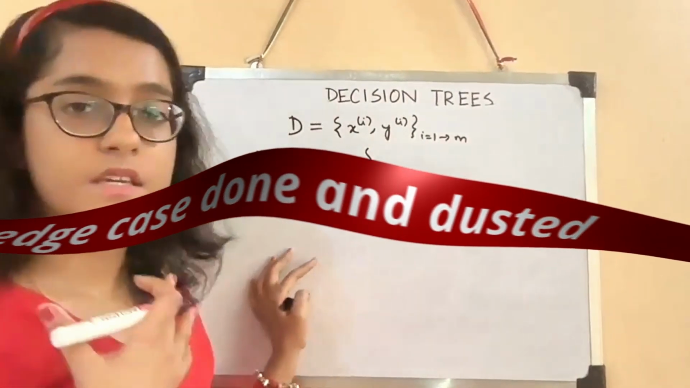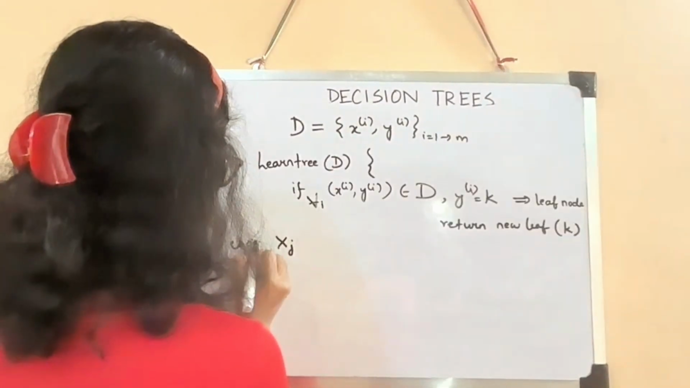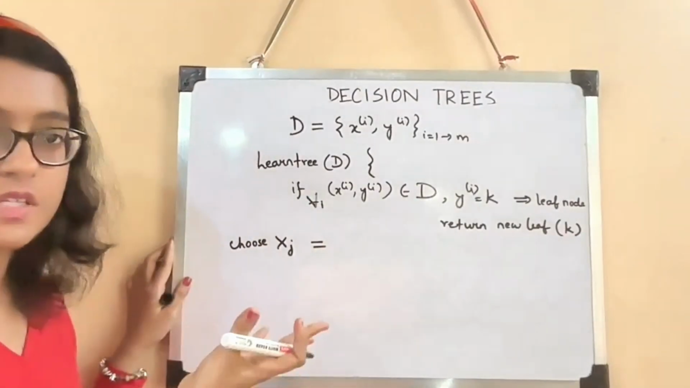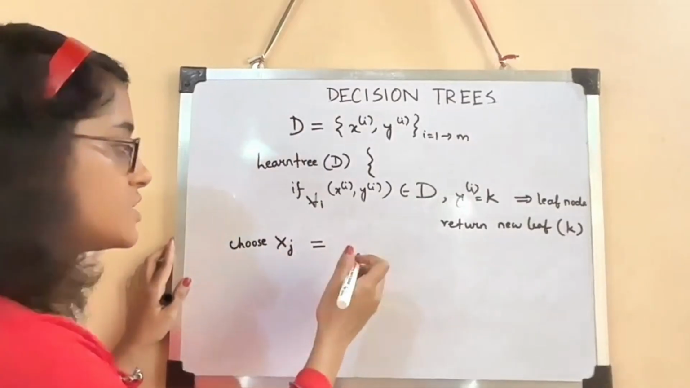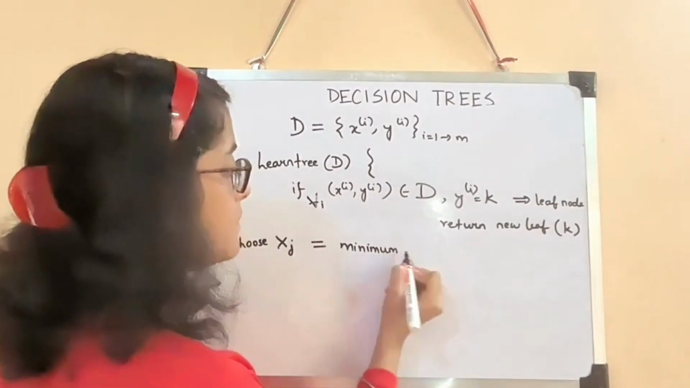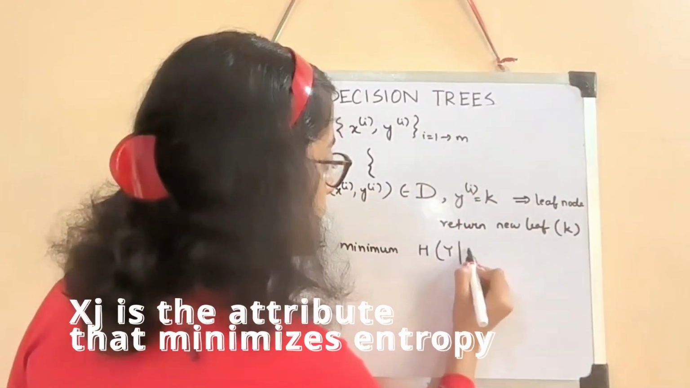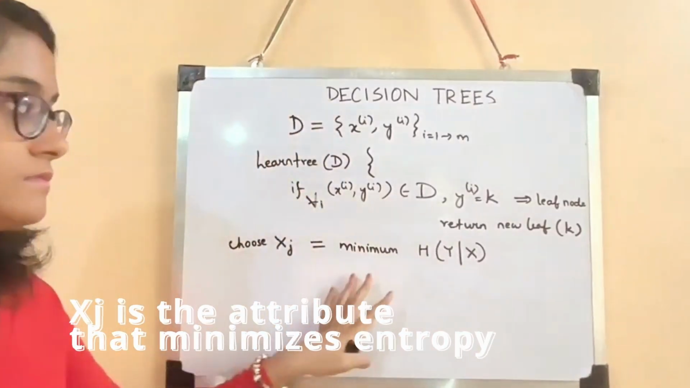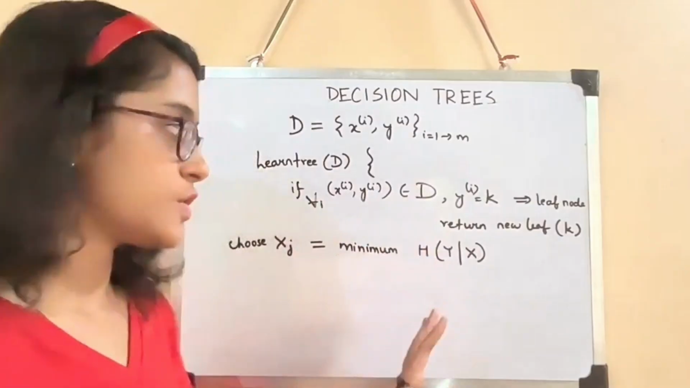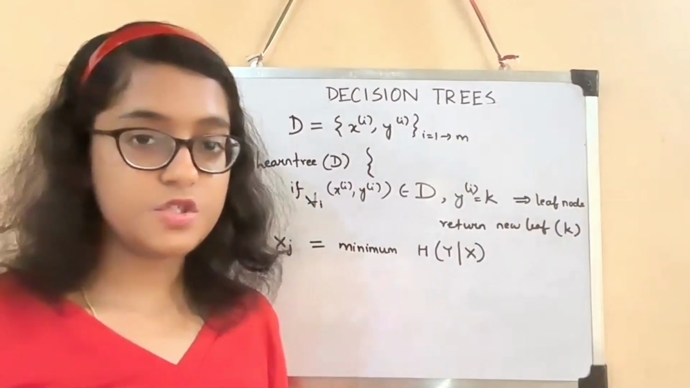Now the next thing is xj. So basically, choose xj. How are we going to choose xj? Don't write choose in pseudocode, but xj is going to be such that minimum of H of y given x among all the features. As I just now said, the minimum entropy we are going to use to choose the xj. Now we have the rest of the tree.